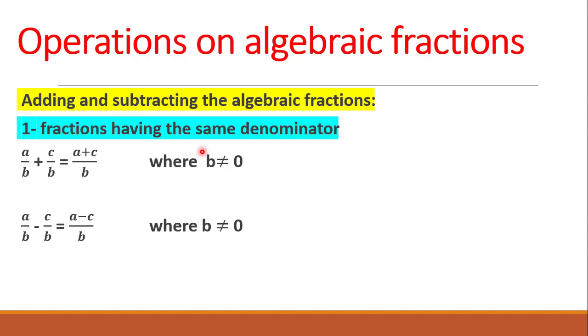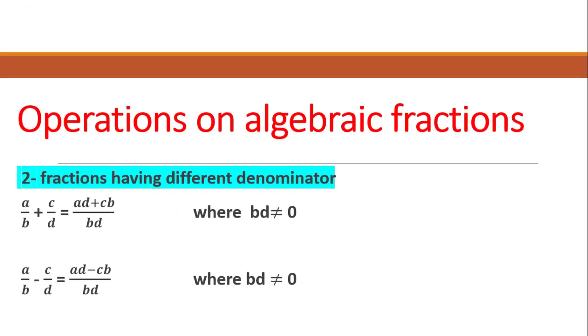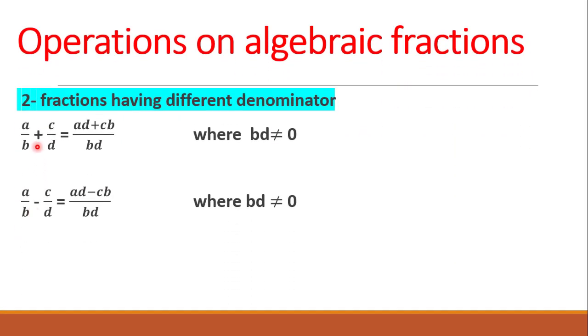If you remember, if we have two fractions with the same denominator and we want to add them, we will add the numerators and we will write the denominator as it is. This is in addition and in subtraction if we have the same denominator. If we have different denominators, in this case we unify the denominator by multiplying the two denominators.